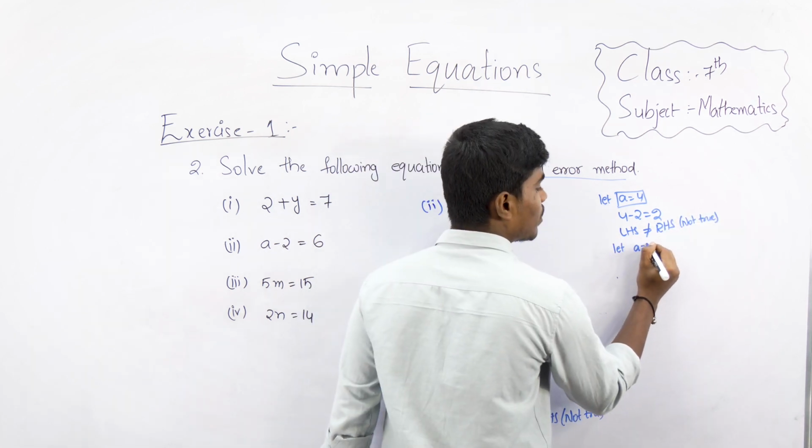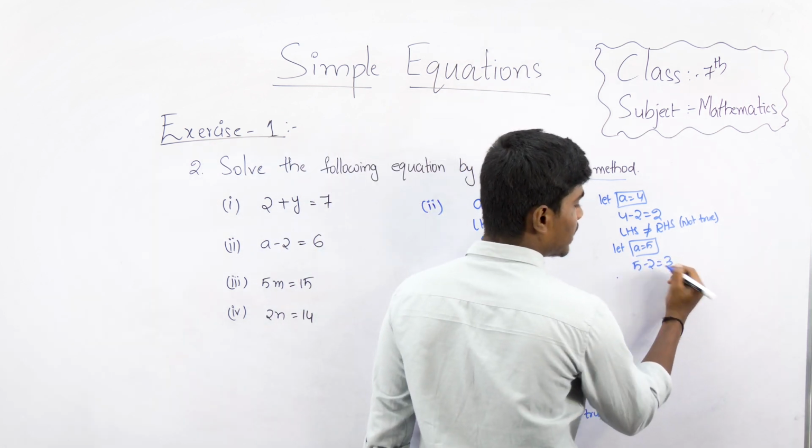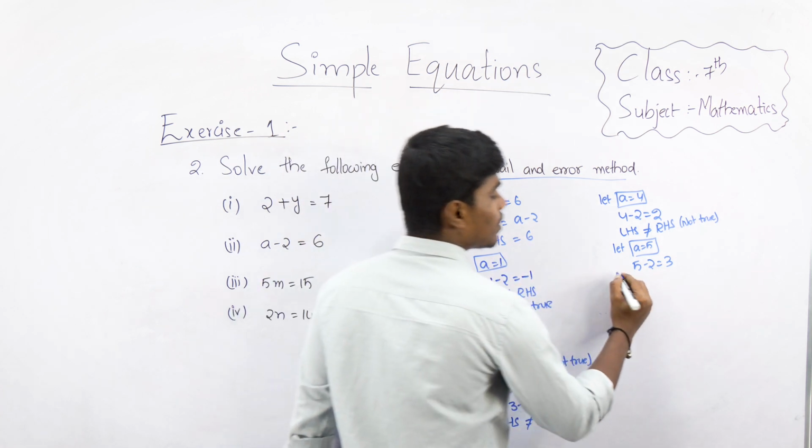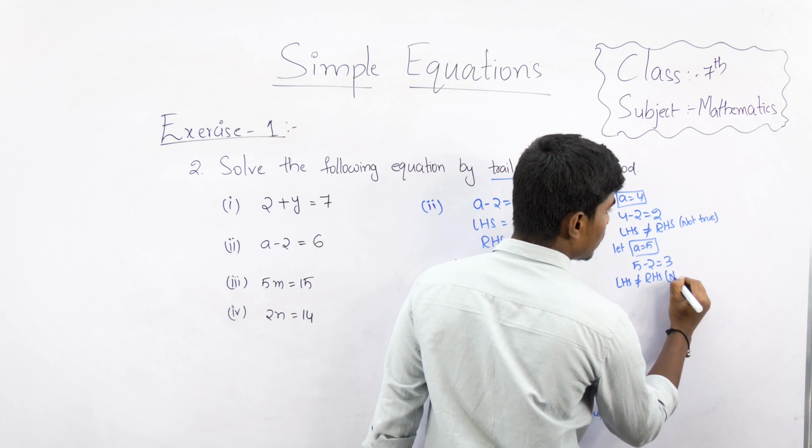So let a equal to 5. 5 minus 2 is equal to 3. Here 3, here 6. So LHS is not equal to RHS. So this is also not true.